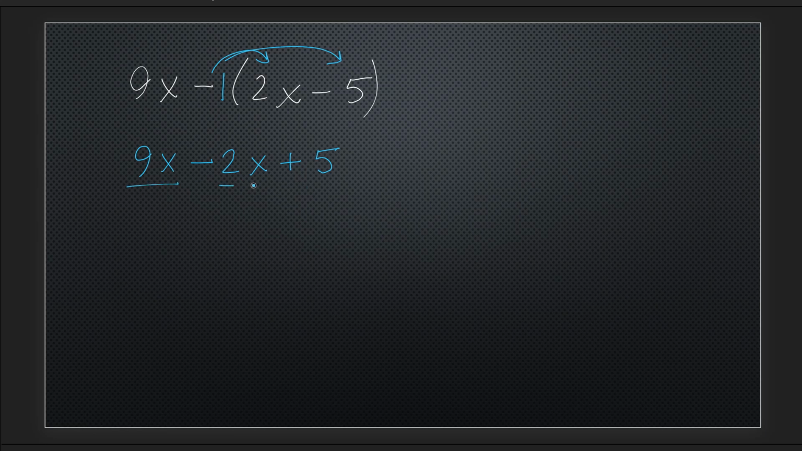We have like terms right here. So 9x minus 2x, that makes a 7x. Then you have plus 5. So 7x plus 5 is your answer.